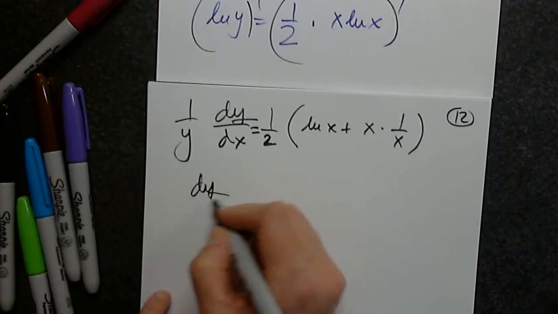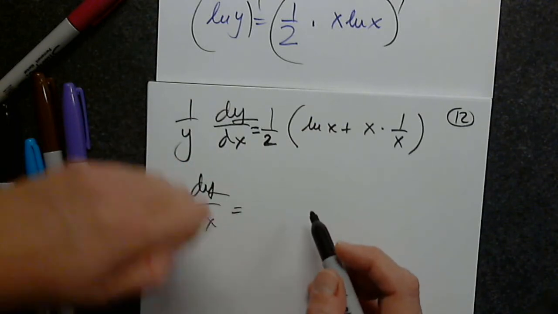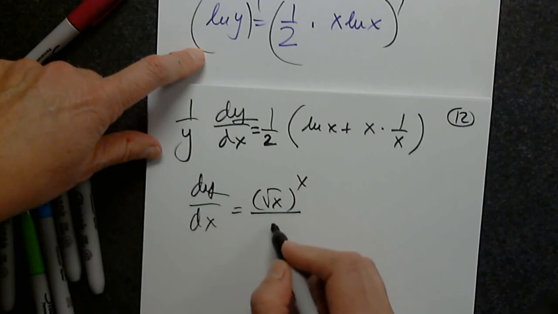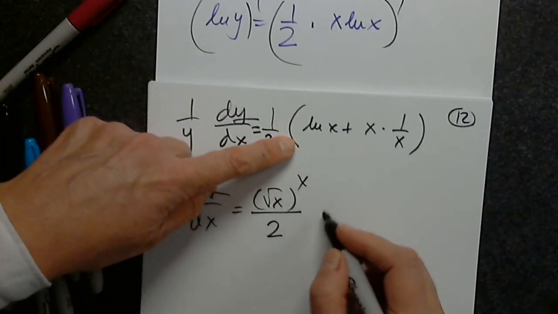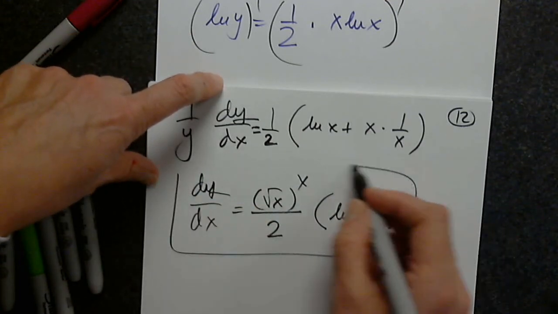So then dy over dx, remember I have to multiply by y, is the square root of x raised to the x, power over 2. And then in parentheses, I have natural log x plus 1. And there is nothing else I need to do here.